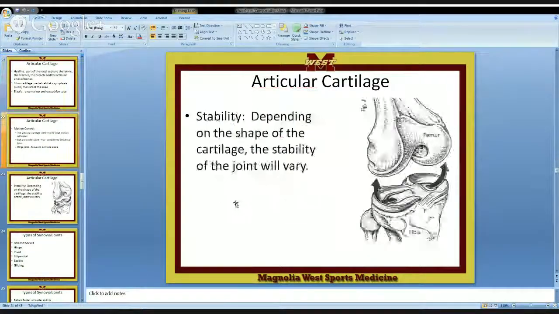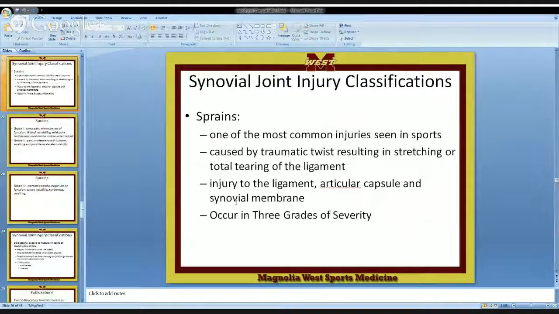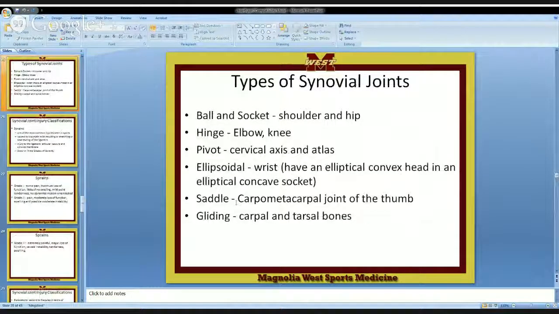Let's go to slide 25. Types of synovial joints. You're going to have a list of each one of these, and I want you to write down an example of what it is. Okay? So there are 6 questions that you can knock out really quick, just by knowing the types of synovial joints. All right.